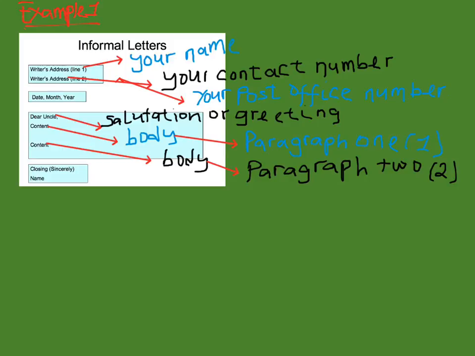The content is the body of the letter. Dear uncle, the salutation is a greeting. So after the salutation, we come down to the content. That is the body of the letter. That is where you express what you want to say. That is where you write whatever you want to tell your grandmom, your friend, whoever you are writing to. So it's usually in 2 paragraphs. So content 1 is the first paragraph and content 2 the second paragraph of the body.